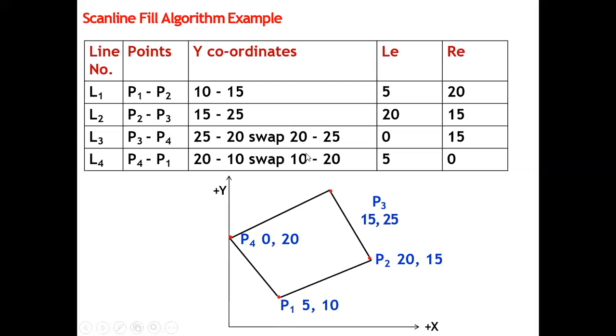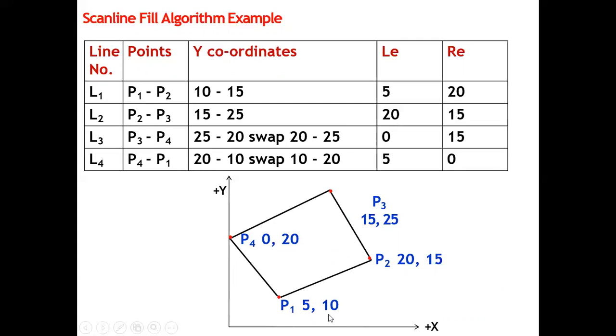Once you have the polygon of this shape, we try to find the lines of the polygon, because the scanline algorithm first finds the intersecting edges and then fills the inner part of the polygon. The first line is P1 to P2, so line 1 is from the points P1 to P2.